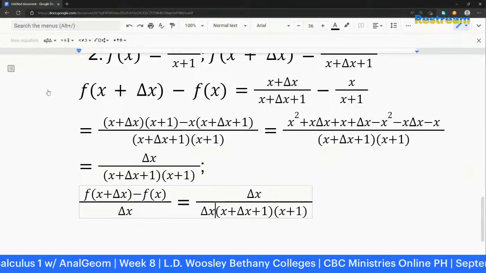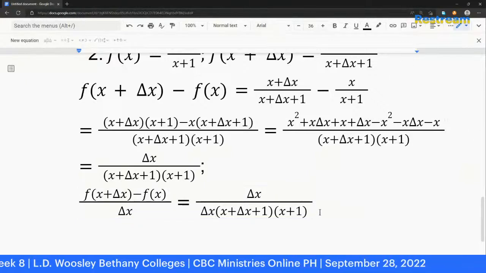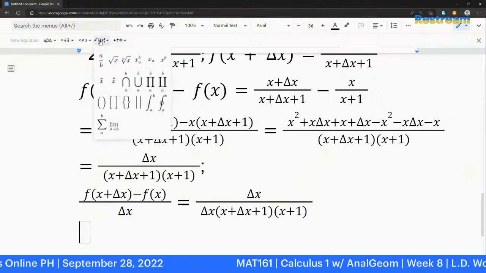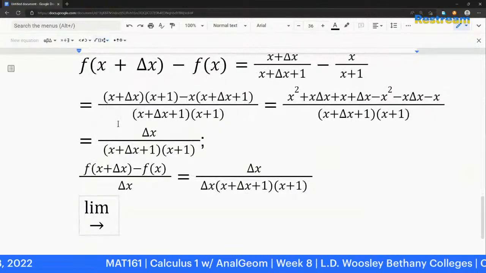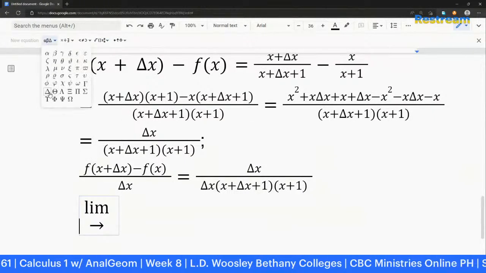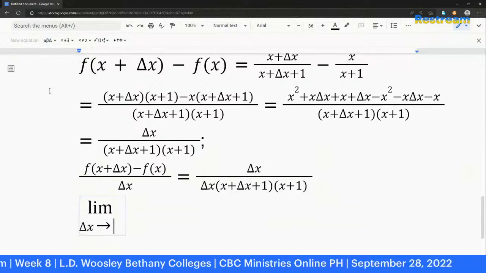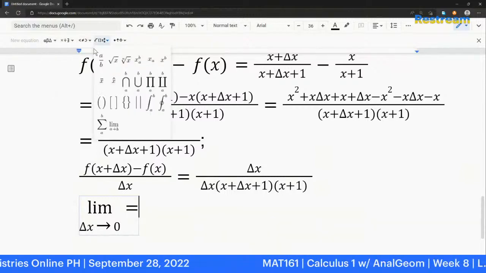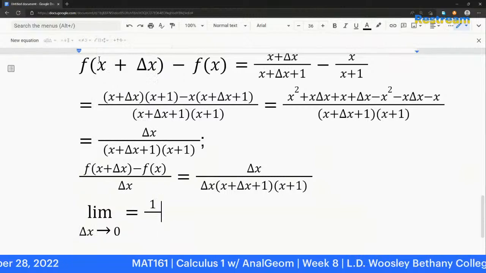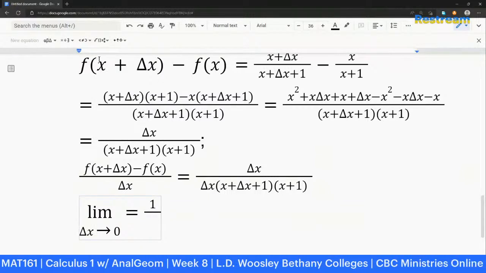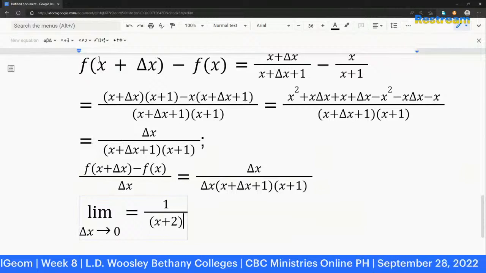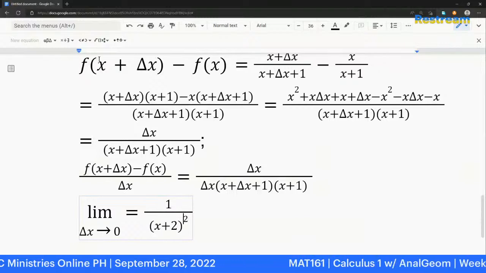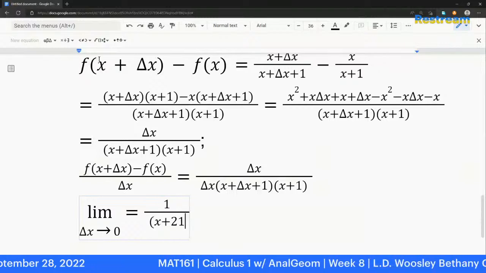Positive, no? Positive siya. So the limit as delta x approaches 0 is equal to, okay, 1 all over x plus 2 squared. Okay, so that's the answer, guys. Plus 1 pala, rather, plus 1. Plus 1 po.